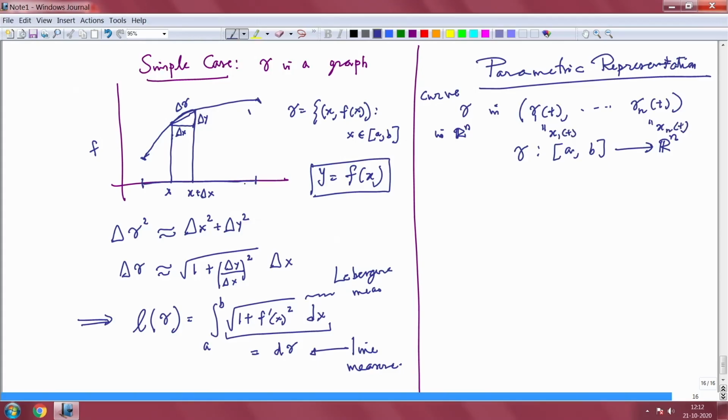So, if you do the same procedure, which I do not want to repeat, you can calculate the length of the curve gamma in the parametric representation. It is nothing but the integral from a to b of the square root of the sum over i from 1 to n of (gamma_i'(t)) squared, dt. So, you have the length of the curve gamma.